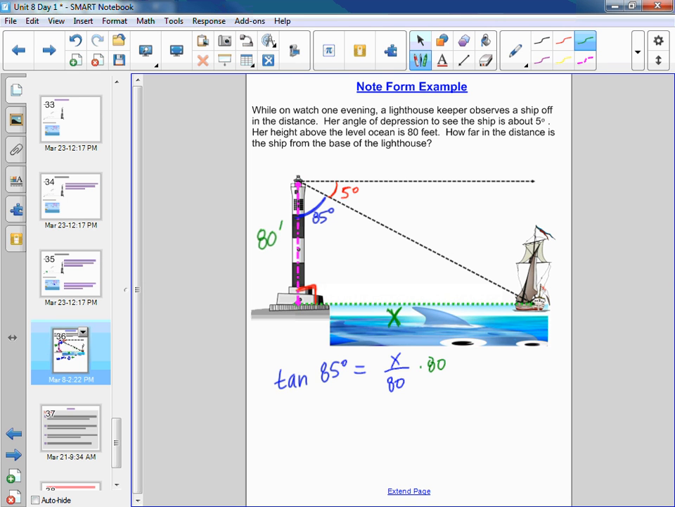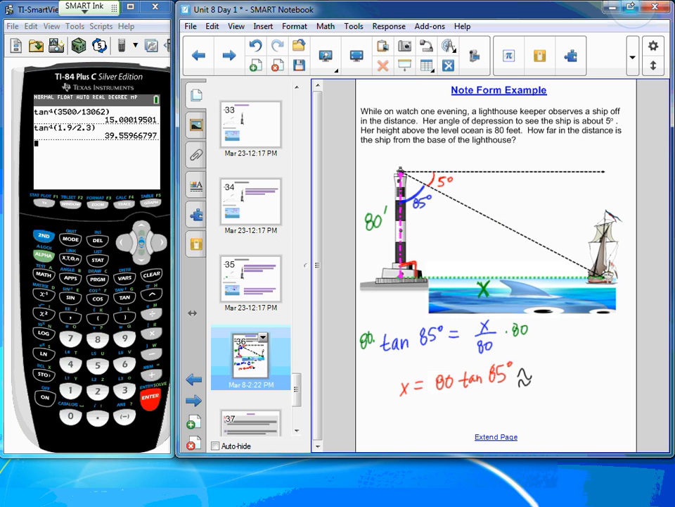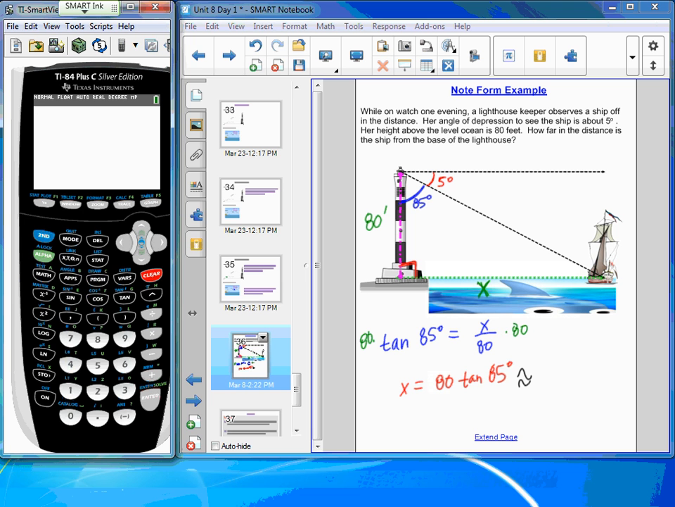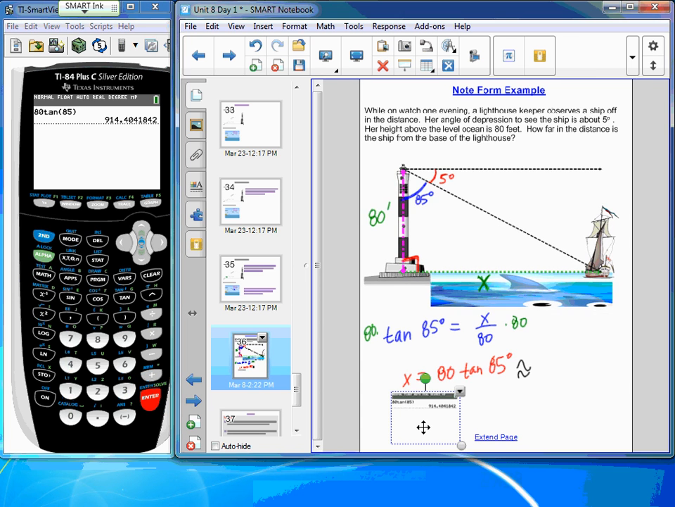Way to go, you guys. Strong work. So we'll go ahead and multiply over to solve for X exactly, and I get X equals exactly 80 times the tangent of 85 degrees. However, I don't know what that is, so I'm going to get a decimal approximation. So I'll go to the calculator, and I'll say 80 times tangent of 85 degrees. Voila! It looks like 914.4 feet away.